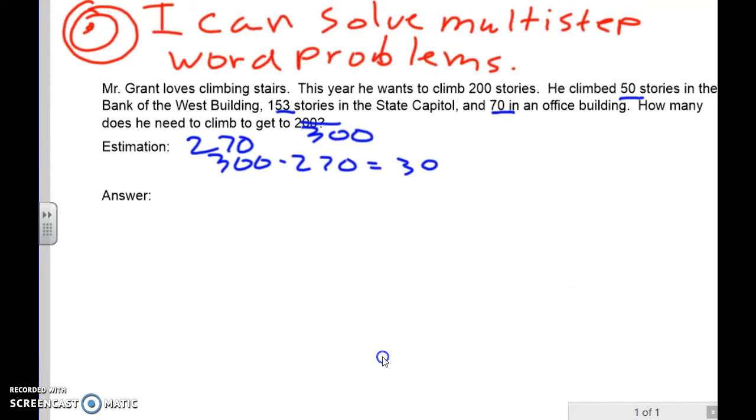Now let's actually try solving this. So it said that I need to do an estimation. So what do I know? I know that I'm climbing 200 stories, and I've climbed 50 stories, 70 in an office building, and 153 stories. What am I trying to find? I'm trying to find how many we need to get to 300.